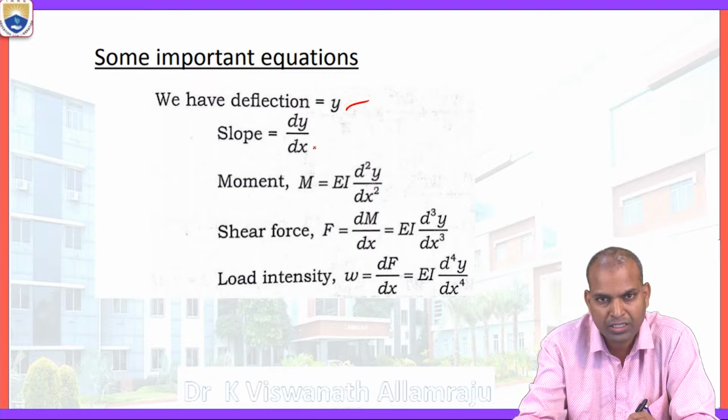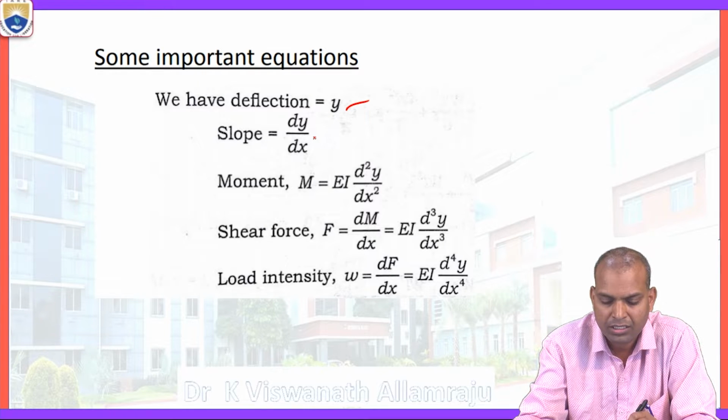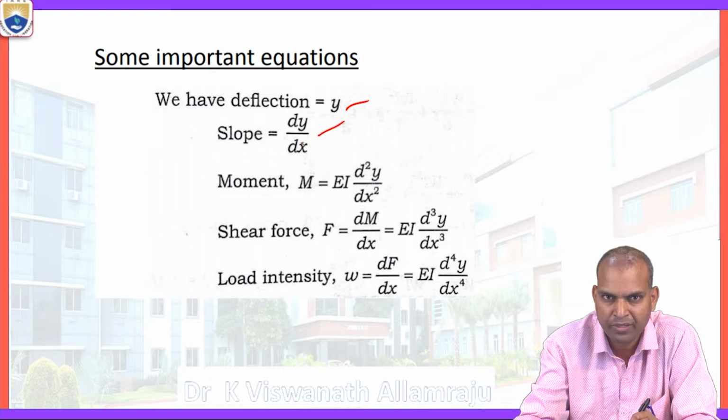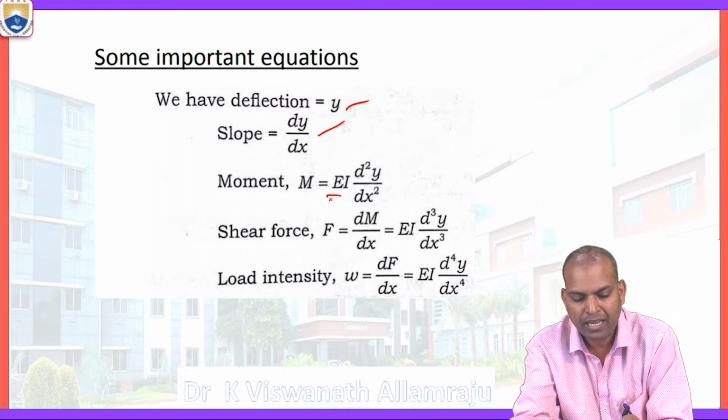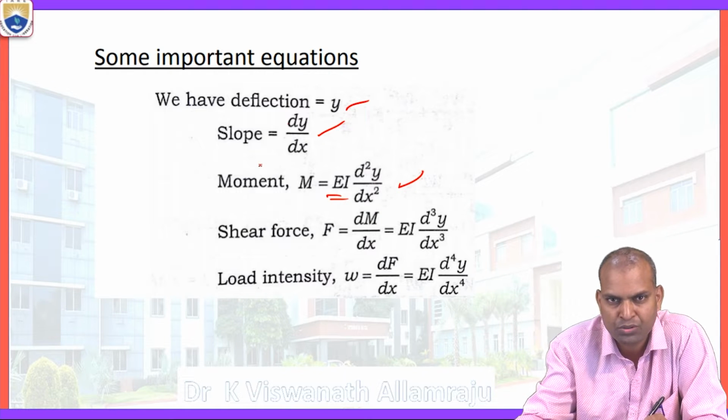Differentiate the deflection with respect to the span, that is dy by dx, which is known as the slope. Now, multiply this slope with EI, the flexural rigidity, and differentiate one more time. That means EI times d square y by dx square is known as the moment.